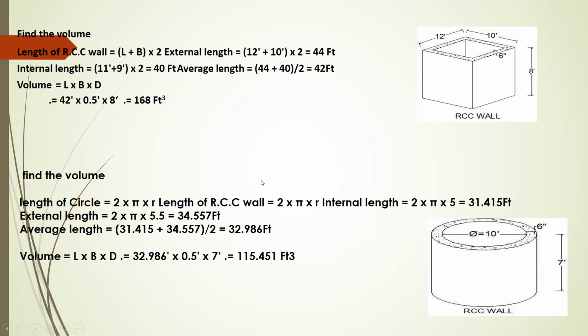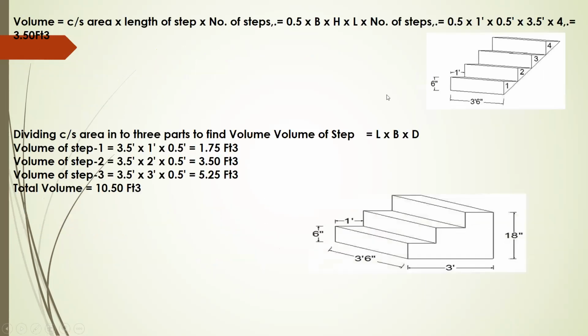Now, circle volume. Length of the circular RCC wall is equal to 2 pi R. Internal length is equal to 2 into pi into 5, that is 31.41 feet. External length is 2 into pi into 5.5, that is 34.557. Average length is 31.415 plus 34.557, divided by 2, that is 32.986 feet. Volume is equal to length into breadth into depth, that is 32.986 into 0.5 into 7 feet, which will be 115.41 cubic feet. Now the area of the steps.